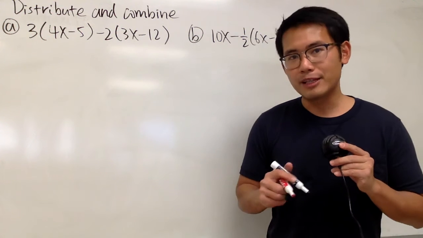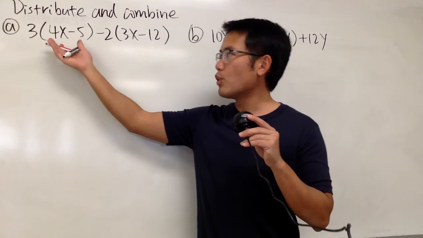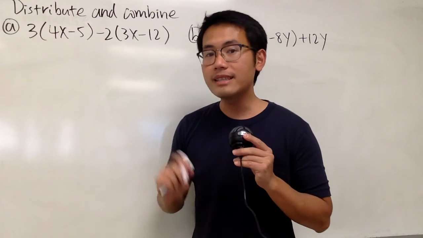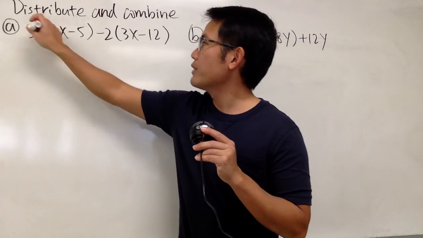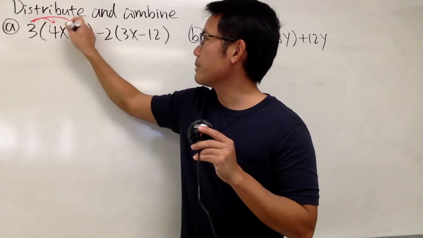Distribute, and combine terms. So for the first one, you see we have a parentheses and a number in front. That's the time we have to distribute. Namely, we have to take this, multiply inside, and multiply that as well.